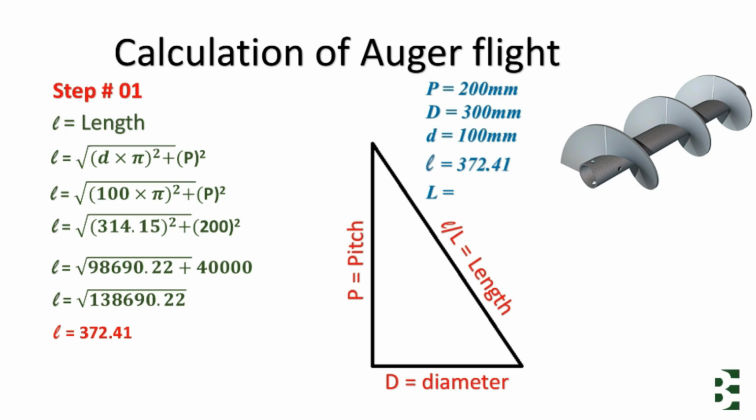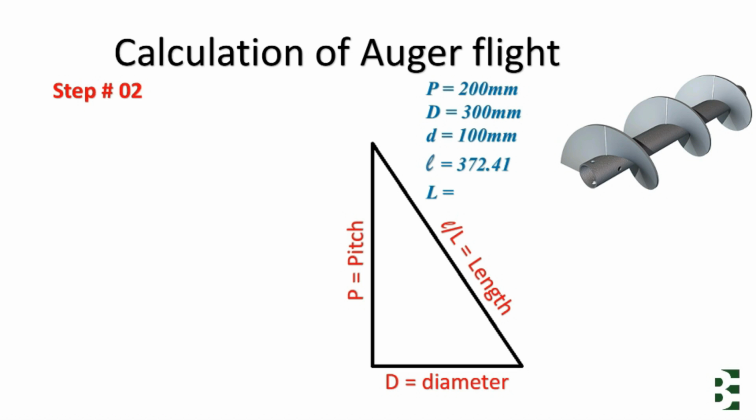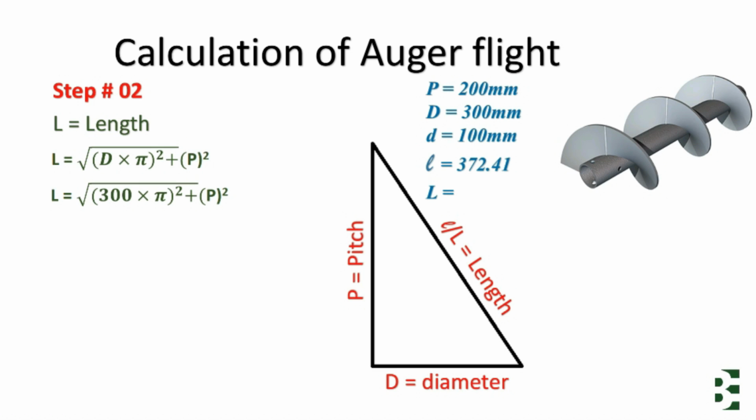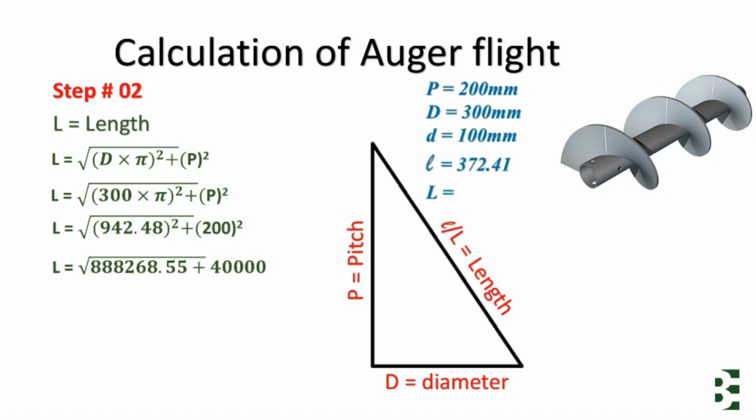In step 2 we will calculate the same thing for the capital L, and the formula will remain the same, but here we need the bigger diameter, the outer diameter. And we will continue by putting the values, and you can see in the blue we have mentioned all the values. Now by adding, the capital length is 963.47 millimeter.